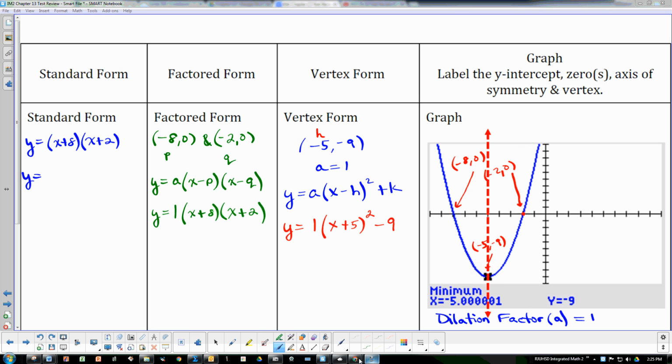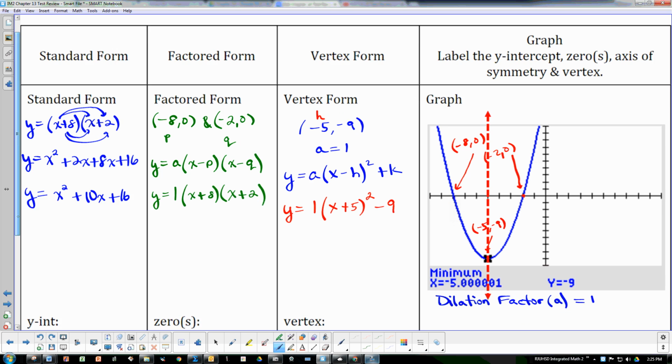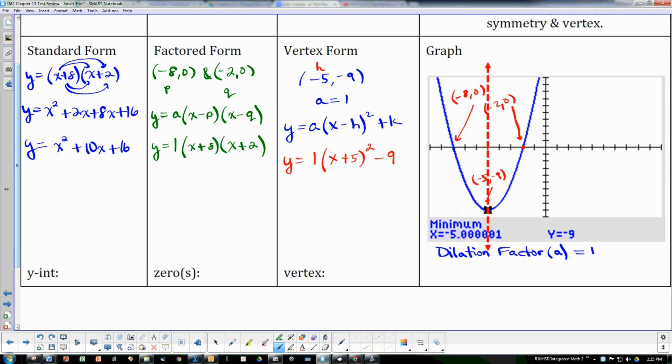So y is equal to x squared plus 2x plus 8x plus 16. So y is equal to x squared plus 10x plus 16. All right, let's identify this y-intercept. That's (0, -16).